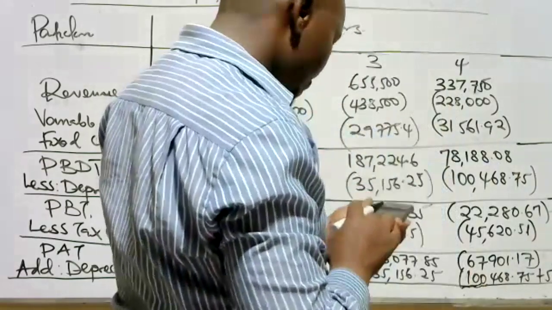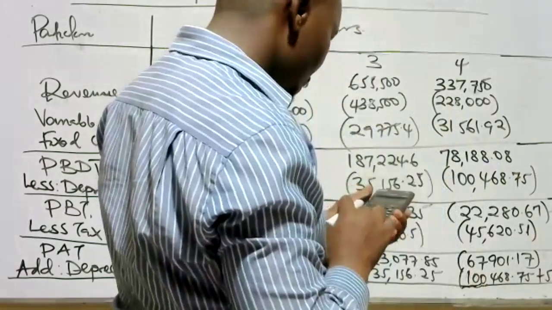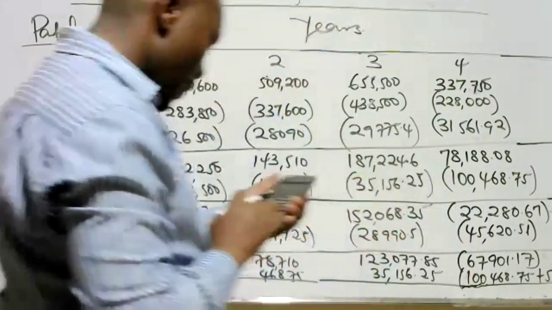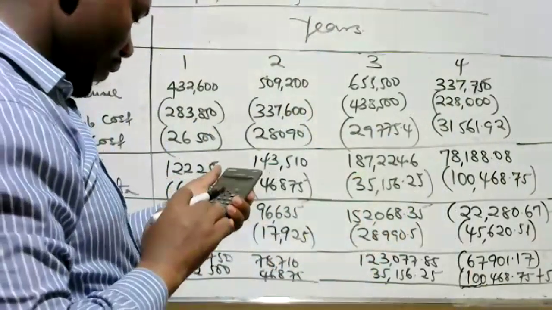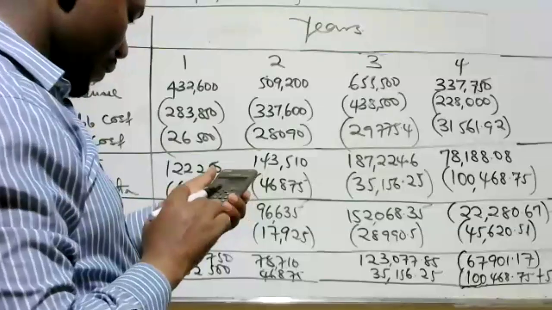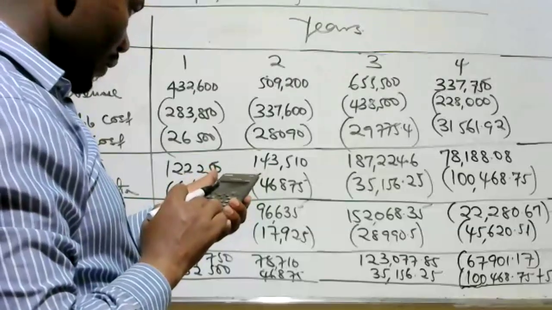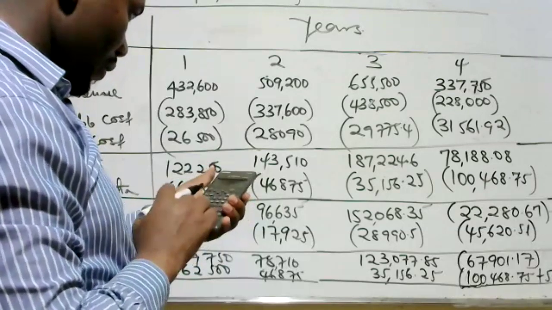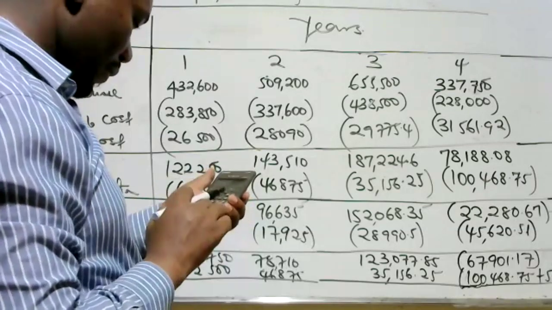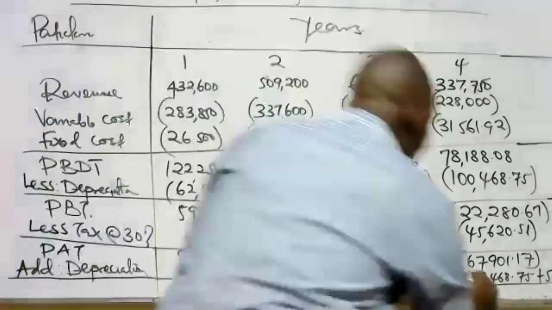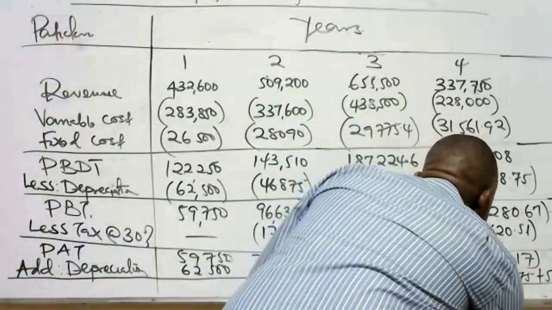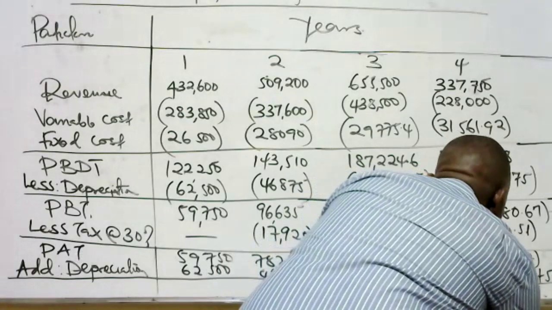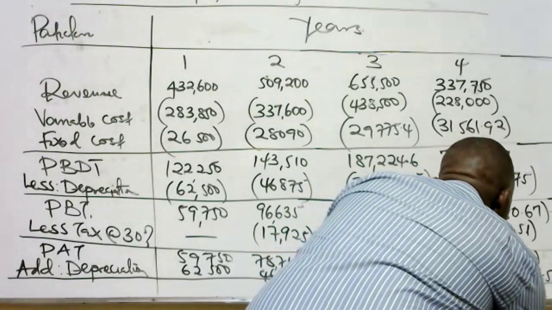So we are having 100,468.75 plus 5,000 minus 71. So we have a total of 37,560.75.